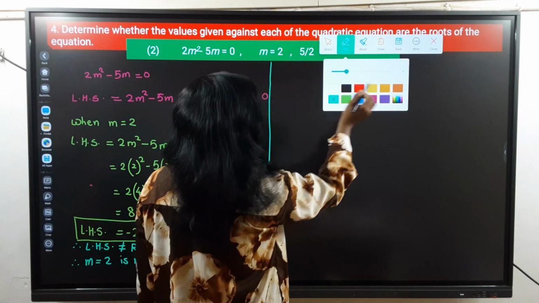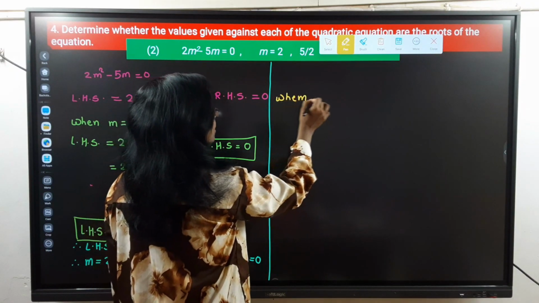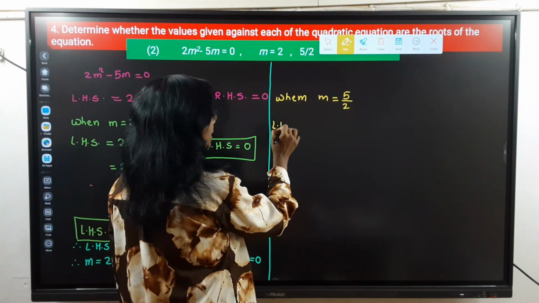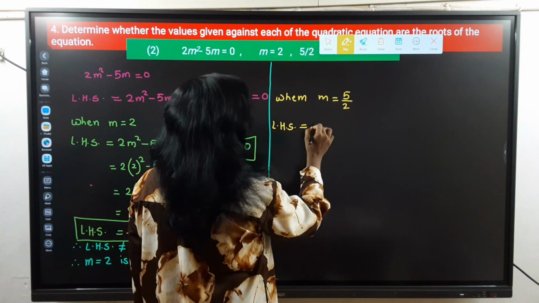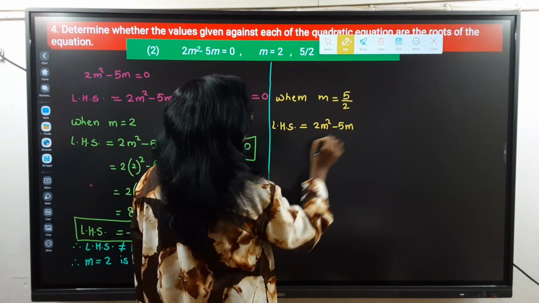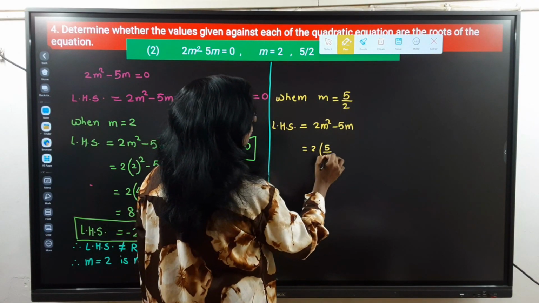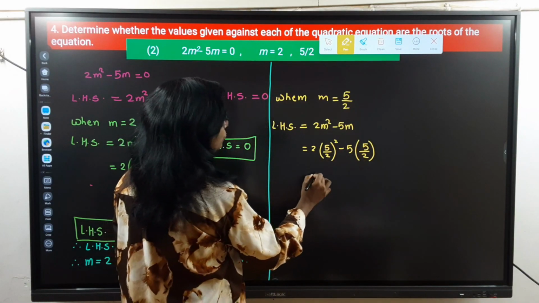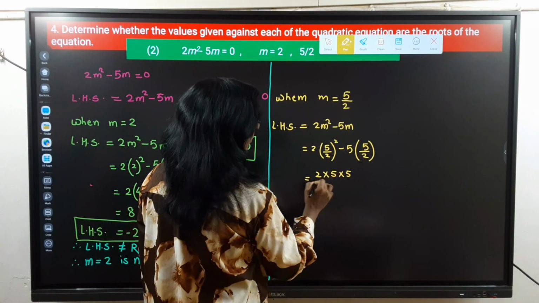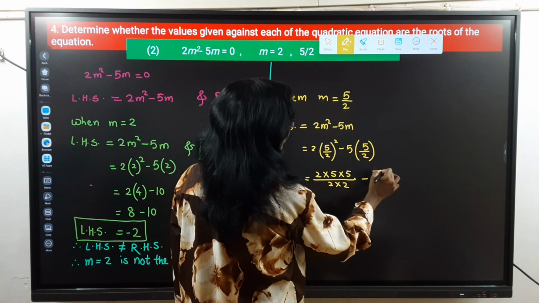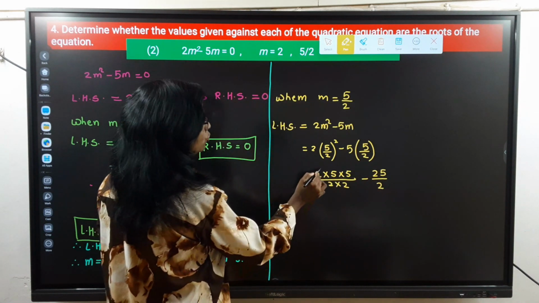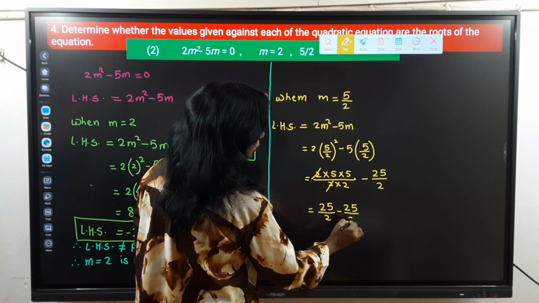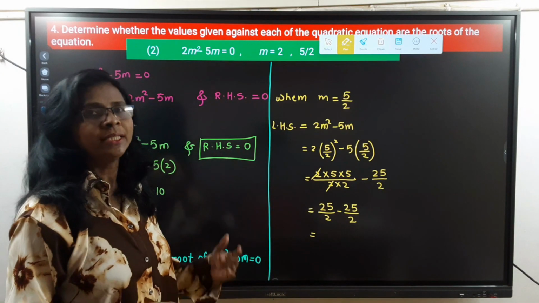So here next part is that when m is equal to 5 upon 2, then LHS is 2m square minus 5m is equal to 2 multiply (5 upon 2) whole bracket square minus 5 multiply 5 upon 2. Therefore 2 multiply 5 into 5 upon 2 multiply 2. Therefore minus 25 upon 2. Therefore here students 2 get cancelled. So here 25 upon 2 minus 25 upon 2, that is equal to 0 students.